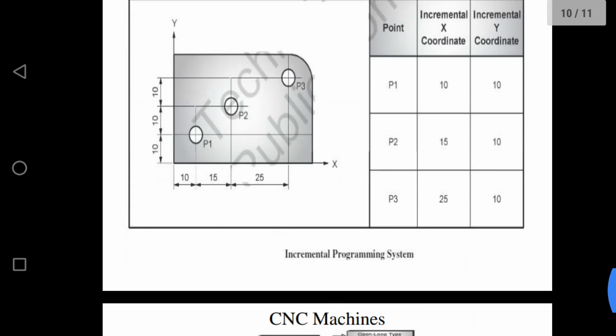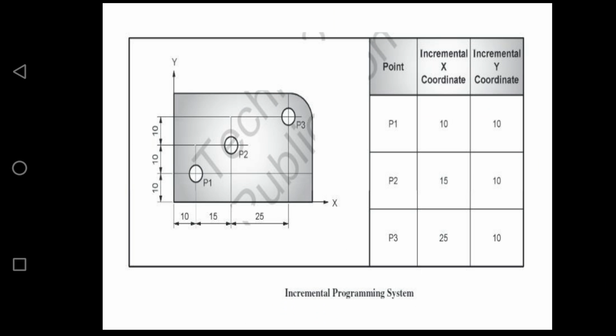Next, quite a change is the incremental programming system. What is the incremental programming system? In a Cartesian coordinate system, using incremental measurement, each point is specified using the reference of the preceding point position. We don't need to define the point using the same origin, but we need to define the position using the preceding point position.